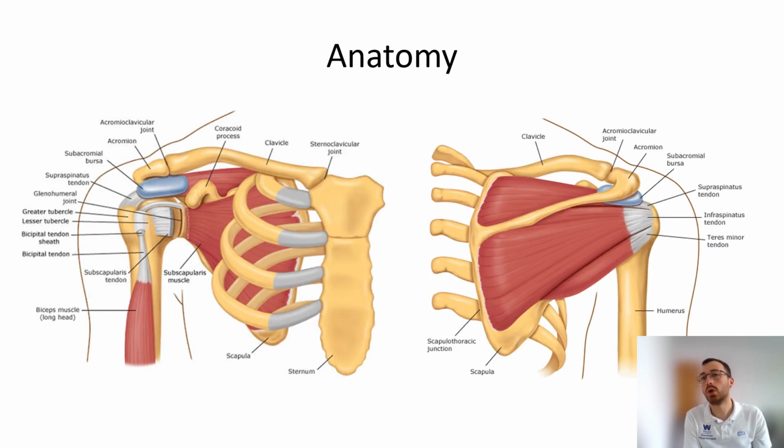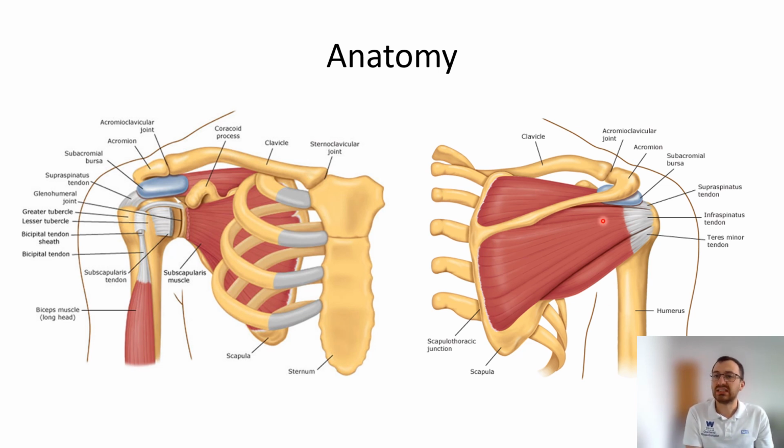So, what are the rotator cuff muscles and what does the shoulder look like? The shoulder is made up of 3 bones: your humerus, or your upper arm bone, which you can see here on this image, your clavicle or collarbone, which you can see here on these images, and your shoulder blade, or your scapula, which can be seen here on these images.